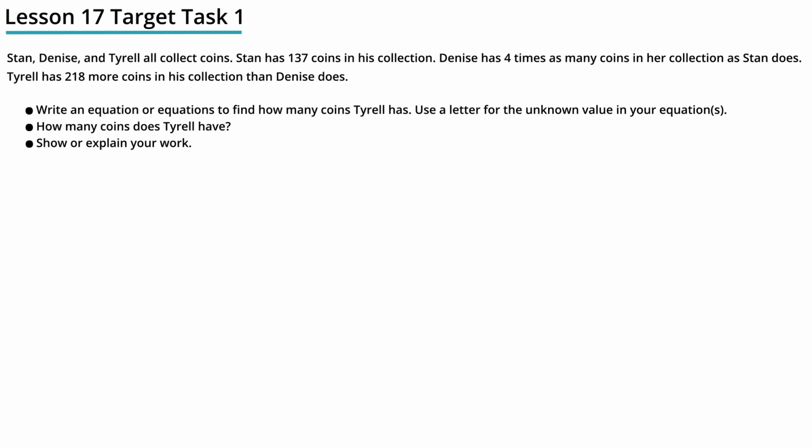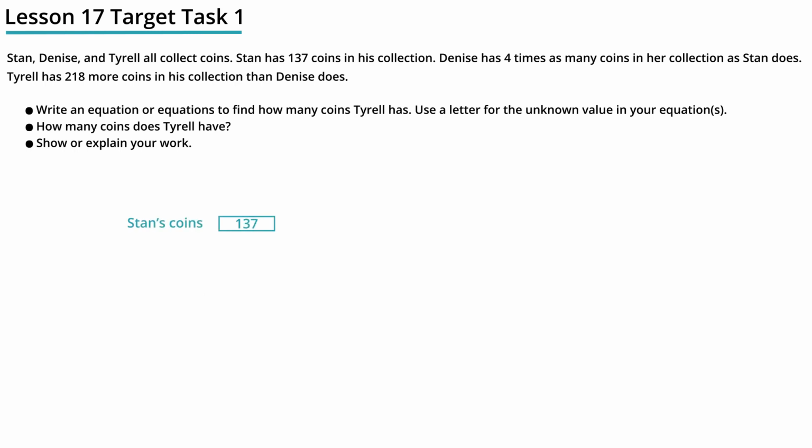In this task, students are asked to solve a more complex word problem. Since Denise has 4 times as many coins as Stan does, this part of the problem involves multiplicative comparison. Since Tyrell has 218 more coins than Denise does, this part of the problem involves additive comparison. Thus, students must be able to distinguish between additive comparison and multiplicative comparison in order to make sense of this problem. In order to solve, students again can draw a tape diagram.